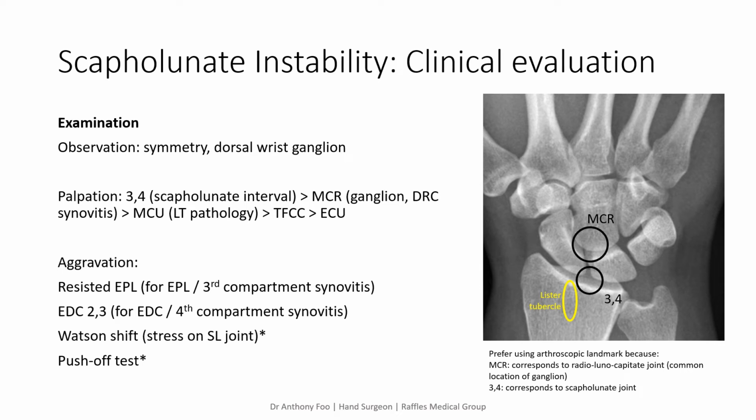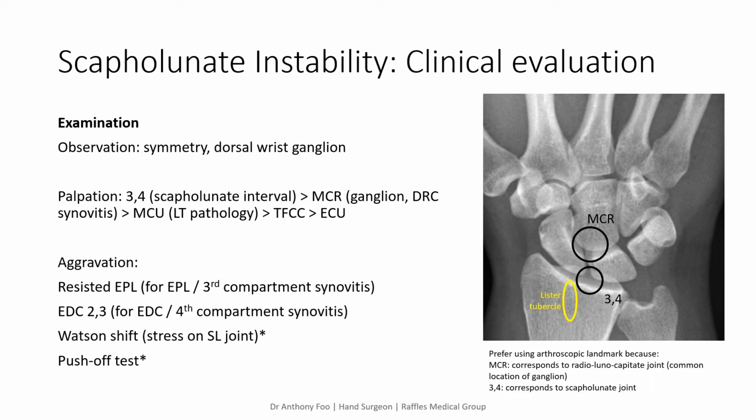So palpate along the 3-4 space. Basically, this is a space just distal to the Lister's tubercle, where there's a soft spot, and this correlates roughly to the scapholunate interval. I prefer to use arthroscopic landmarks because this really provides me with a very systematic examination of the wrist. So I start at the 3-4 portal, and move on to the MCR. MCR denotes mid-carpal radial, because this is the most common site for ganglion formation and also dorsal radial carpal ligament synovitis.